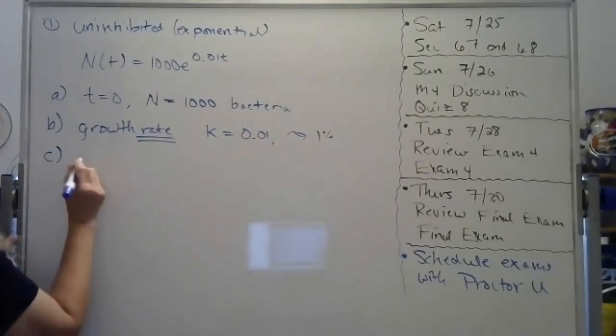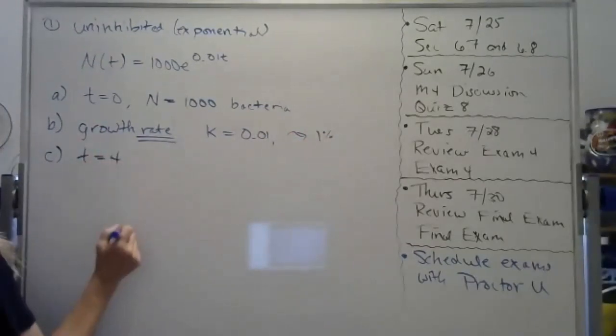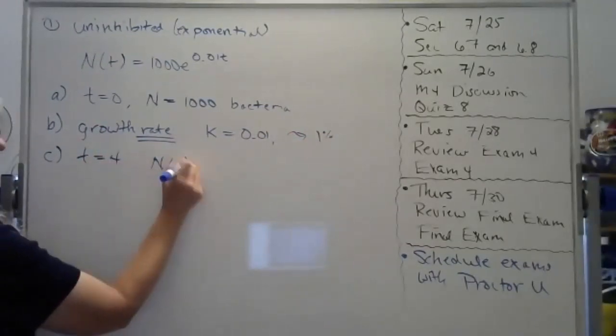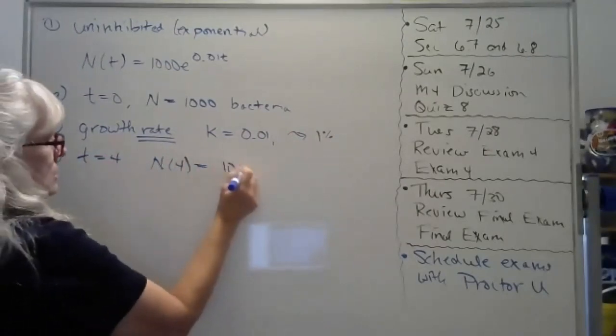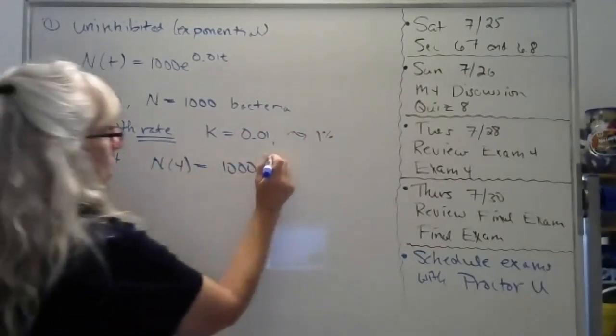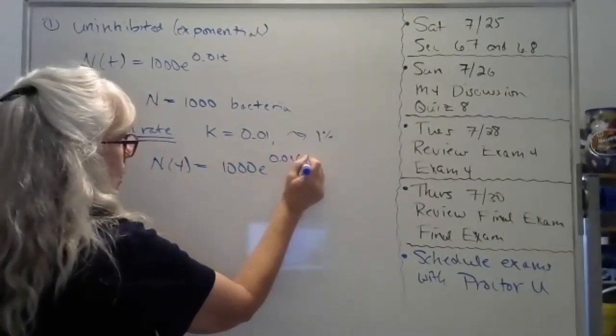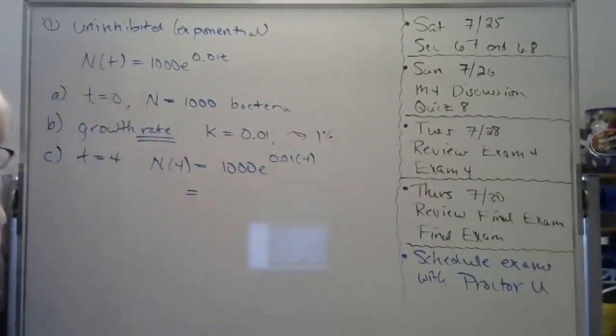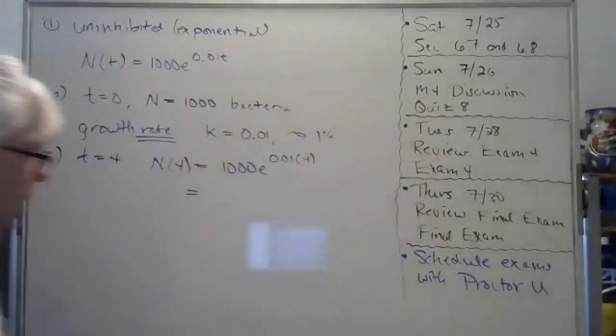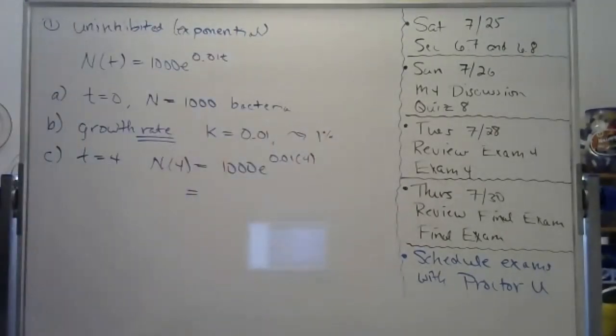Part C wants to know what's the population after 4 hours. So after 4 hours, what's N of 4? So we're going to have 1,000 e to the 0.01 times 4. Okay. So if I take 0.01 times 4 as an exponent, what do we get as an answer? You guys number crunch that through for me. How many bacteria do we have?